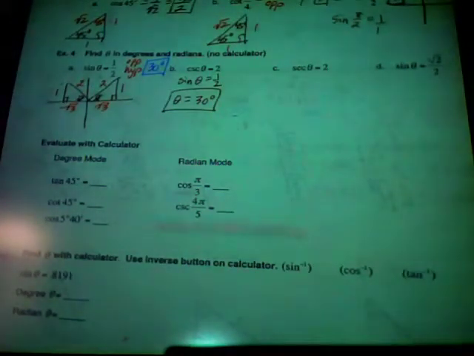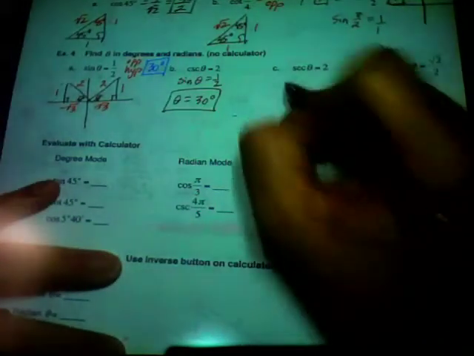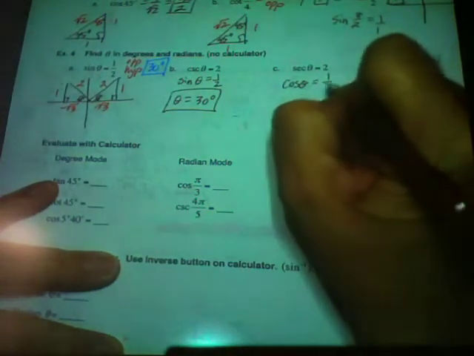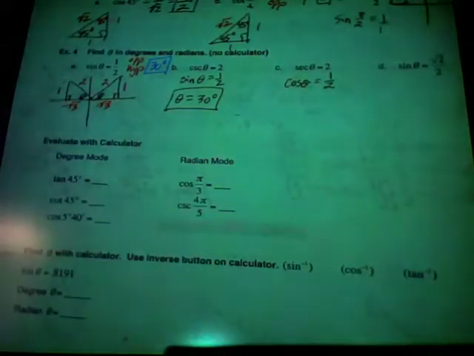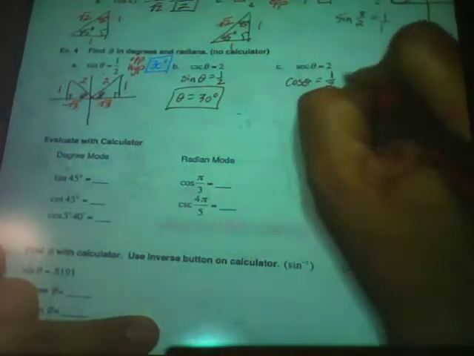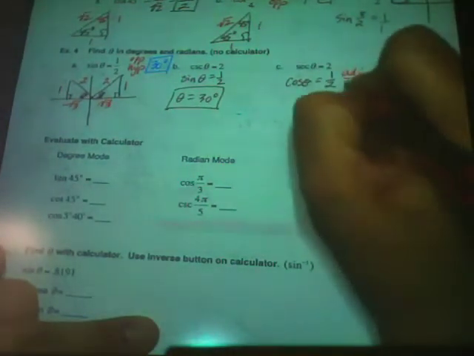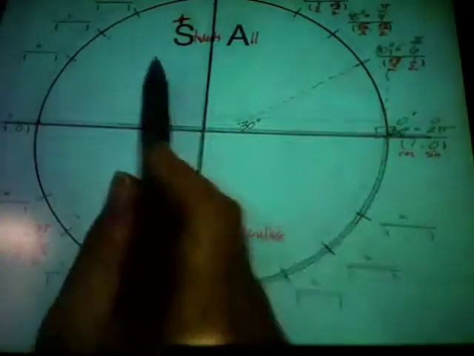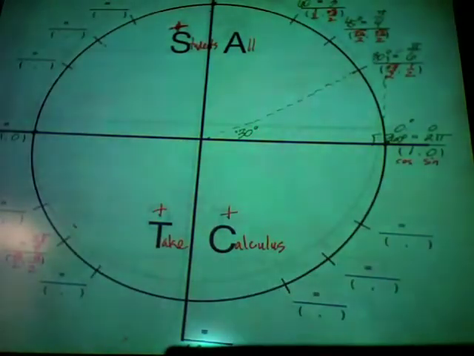What about secant? Secant is the inverse of what? Cosine. So cosine of theta is equal to what? 1/2. Okay, so this one is not necessarily 30 degrees. So remember, cosine is what over what? Adjacent over hypotenuse, right? And cosine is positive in what quadrants? 1 and 4. Look at this. All students take calculus, 1 and 4, right?